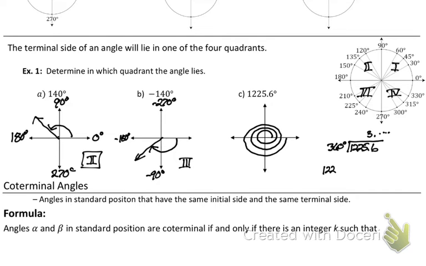Yeah, so we'll do that 1225.6. We will subtract. Usually if I'm on my calculator, I'll just subtract 360 3 times really quick, but we could do minus 3 times 360. And that should have come out to, what did we say, 145.6. 145.6, that is in the second quadrant, right? So we end up in the second quadrant again.